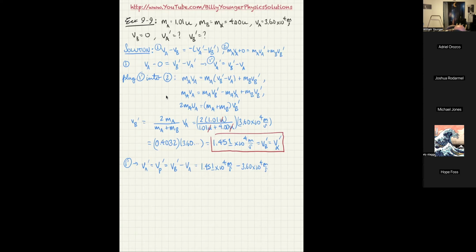And this gives me 2.149, negative 2.149. I'm carrying one extra digit, of course. So 2.149 times 10 to the fourth meters per second is equal to V proton. So the proton, when it actually hits the alpha particle, will recoil. It's going to bounce backwards, and it bounced backwards with about 2/3 of the speed that it had before the collision.